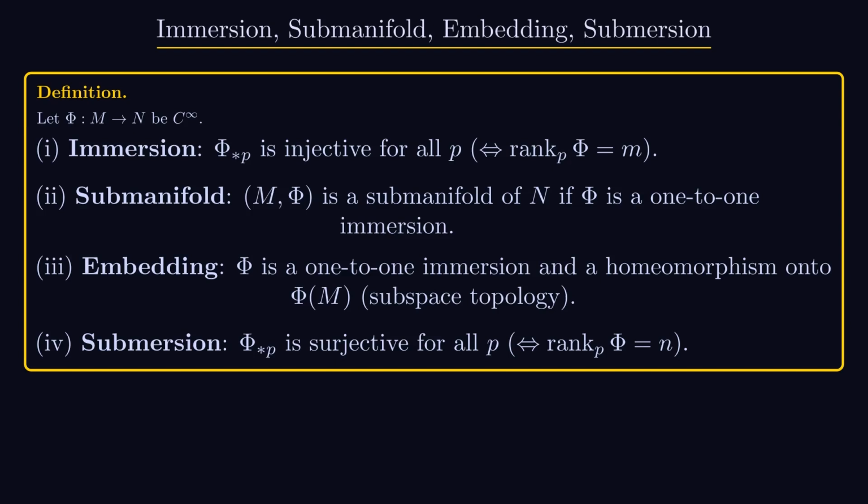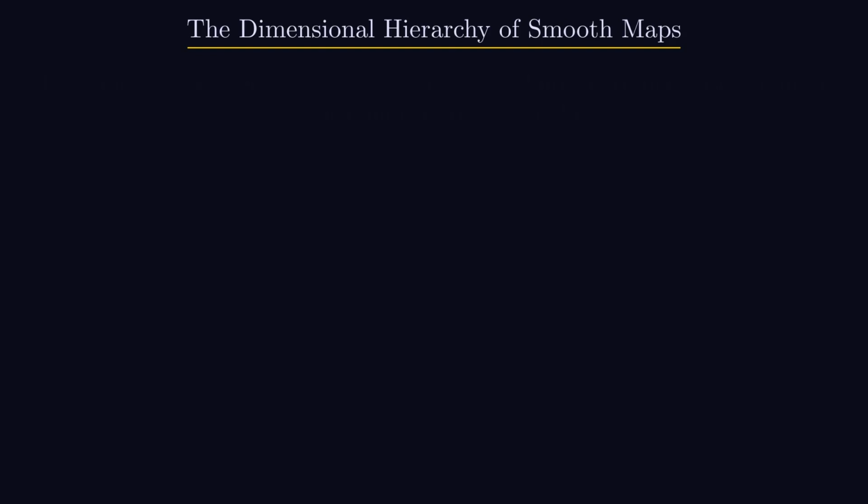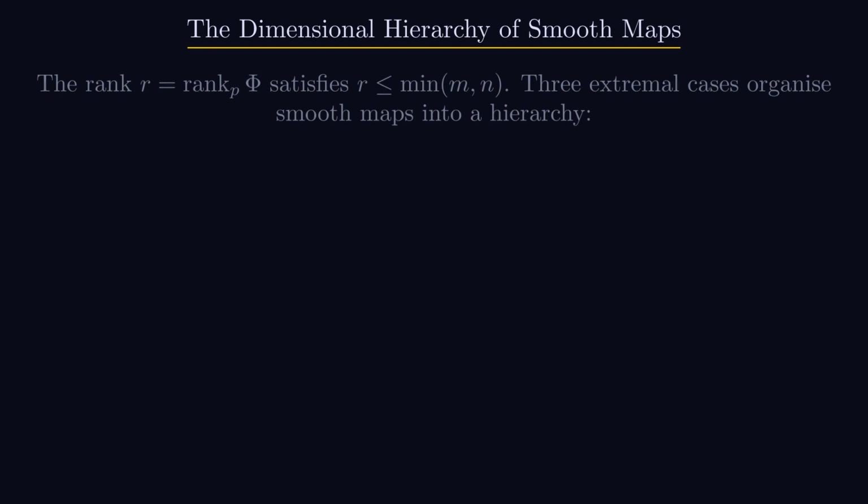4. We call φ a submersion if the differential φ*p is surjective at every point p, equivalently if the rank of φ is constantly equal to n everywhere. Surjectivity means the differential hits every direction in the target tangent space. The rank r is bounded by the minimum of m and n. The three extremal cases, where r achieves the maximum possible in each direction, organize smooth maps into a natural hierarchy.